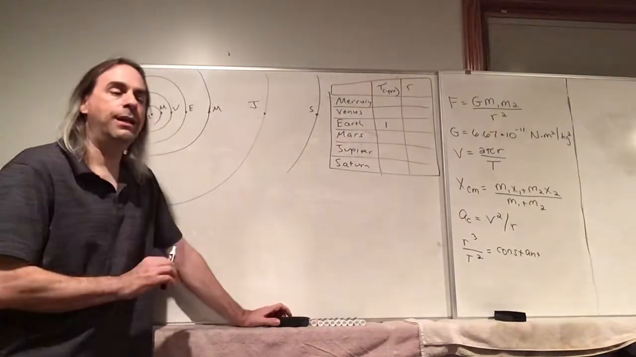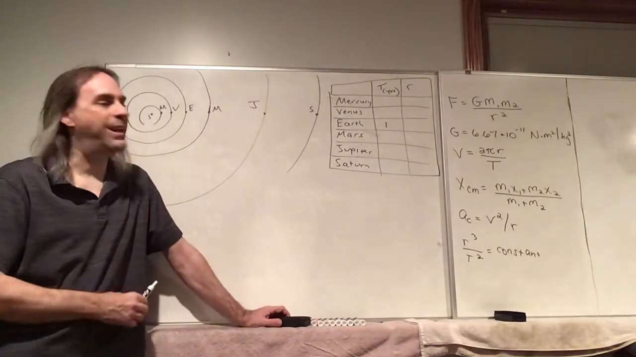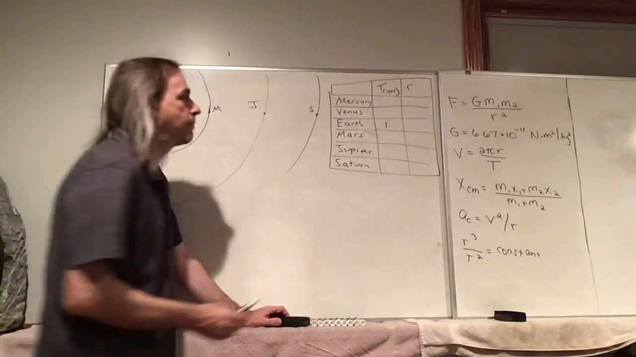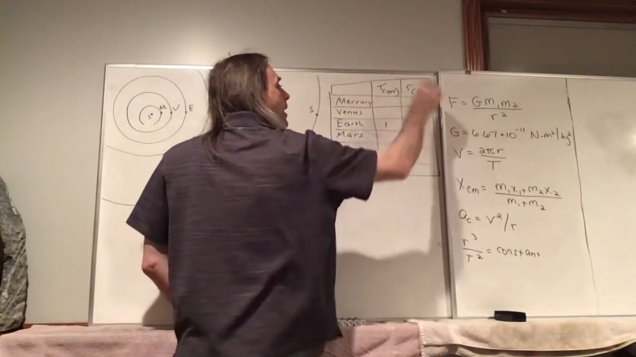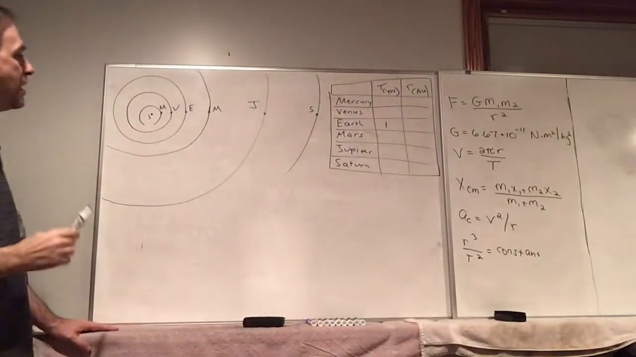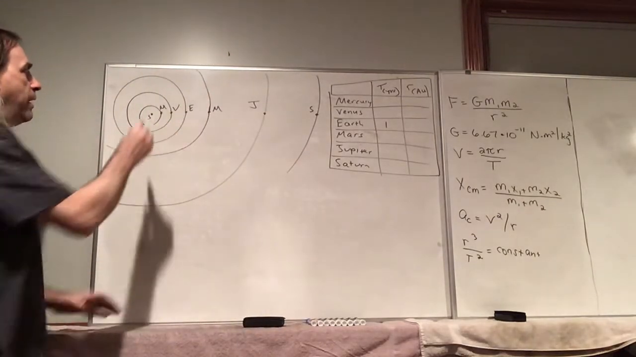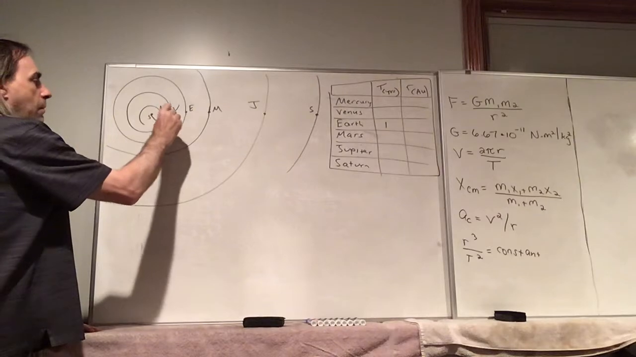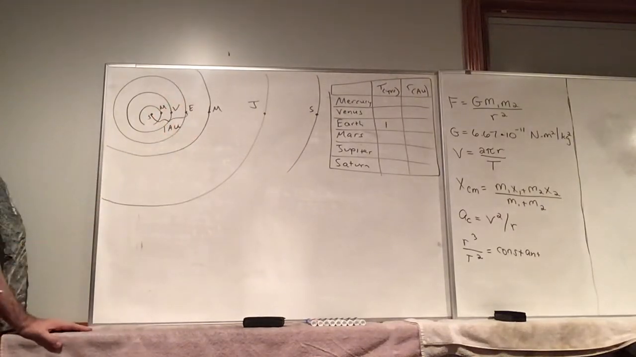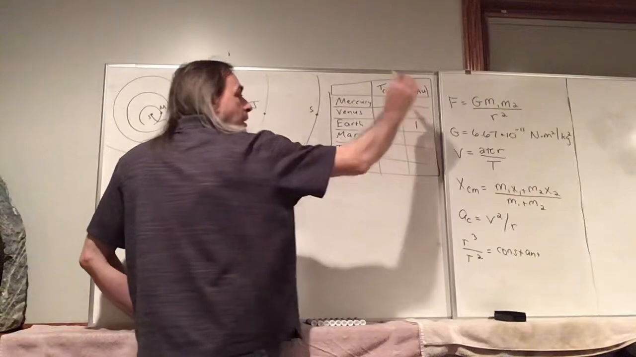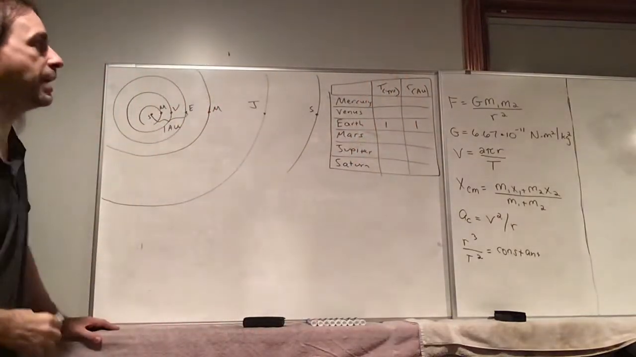So what they did is they invented something called an astronomical unit, which by definition, an astronomical unit is the distance between the Earth and the sun. So that's one astronomical unit. And so we can just put this in here as a 1. In those units, that is correct.